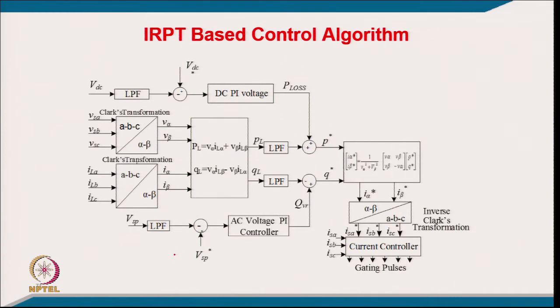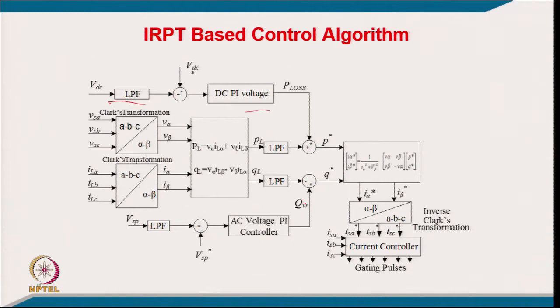And this is another control algorithm which we call the instantaneous reactive power theory, which is the alpha beta theory. Here also we have a DC link voltage controller, the same way as we discussed earlier. We have a reference DC link voltage, we have a feedback voltage with a low pass filter, so that the DC component is there, and we put a DC link voltage controller for the P loss. Similarly, we take an AC voltage controller in the same way, where we take a feedback with the LPF, and we have AC voltage control.